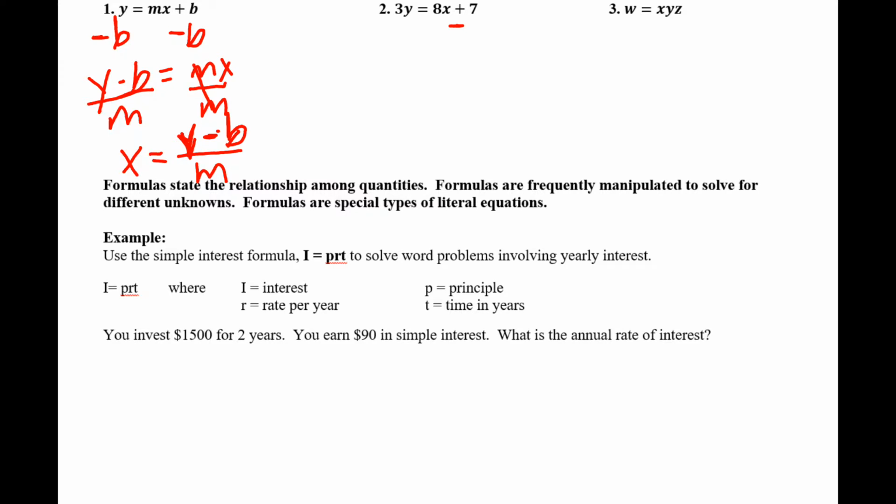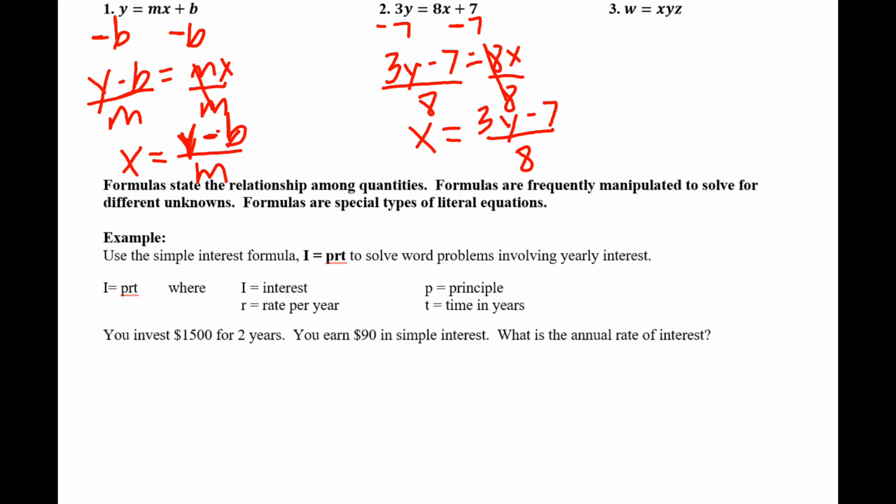So here, subtracting 7 from each side, 3y minus 7 equals 8x. I'll divide by 8 on both sides, and that gives me x equals 3y minus 7 over 8. Okay, again, not a very pretty solution, but it is the solution.